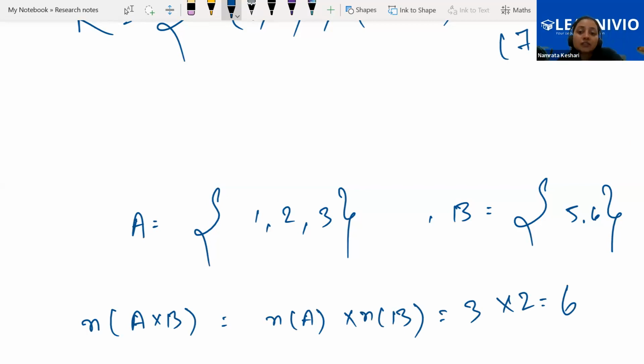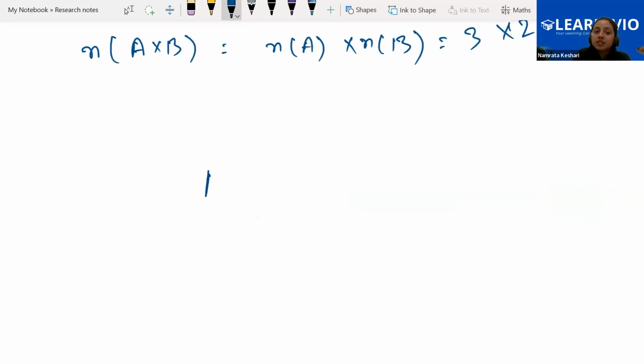Now, again and again we have seen from the very beginning that a relation is the subset of the Cartesian product. Relation is nothing but just a subset of this Cartesian product A cross B. In the Cartesian product we write all the ordered pairs, and in our relation we choose a few ordered pairs according to the given condition. So how many relations can we make?